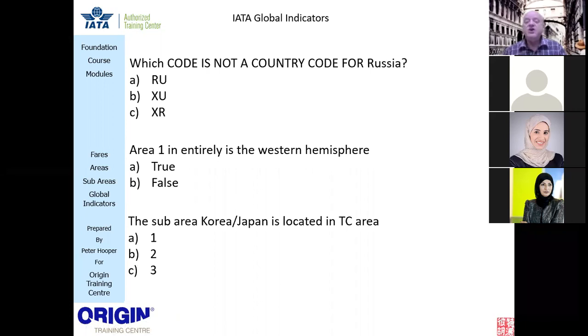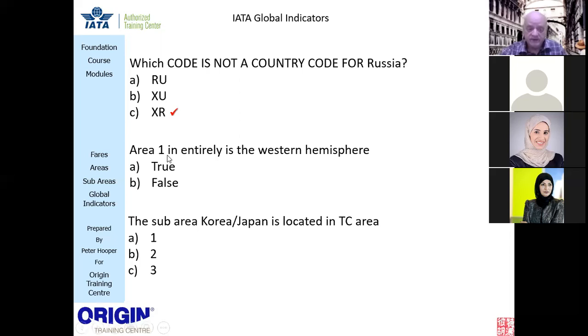Which code is not a country code for Russia? XR. Russia has two country codes, RU and XU. RU is the one we need for global indicators because that's the one that's Moscow and St. Petersburg. Can you give me the airport code for Moscow? SVO. Because sometimes in the exam, when they do global indicators, they put airport codes to try and confuse you.